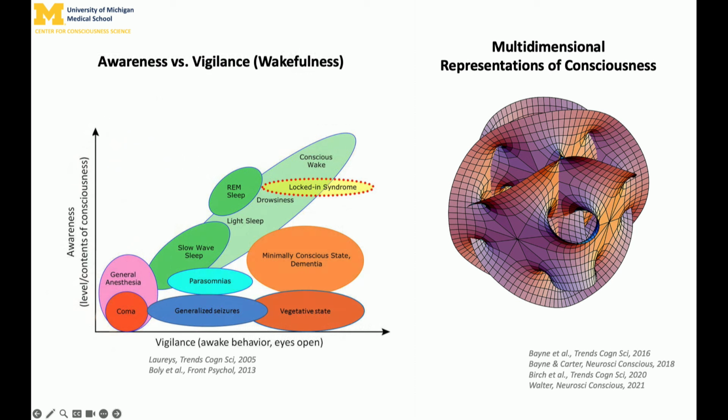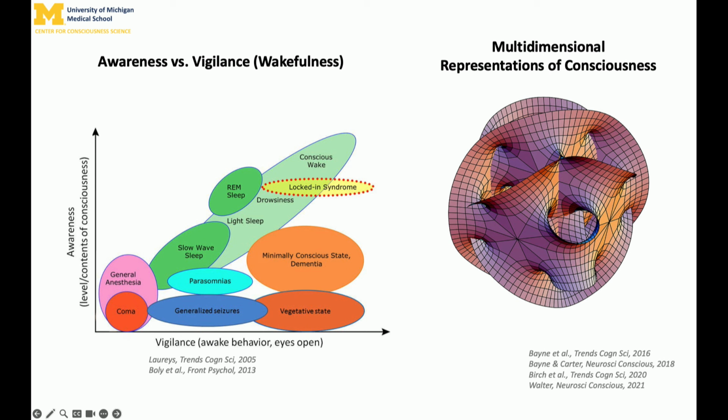Why do we describe consciousness as a multidimensional phenomenon? Well, consciousness can be influenced by a multitude of factors. Conventionally, consciousness has been defined based on two separate components, awareness and wakefulness, or vigilance. For instance, individuals diagnosed with a vegetative state, formerly known as unresponsive wakefulness syndrome, may display eye-opening and sleep-wake cycles. It's generally believed that they lack awareness of both themselves and their environment. Consequently, their condition is classified as wakefulness without awareness.